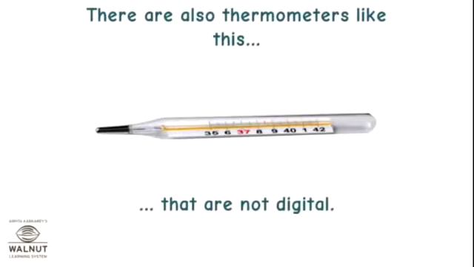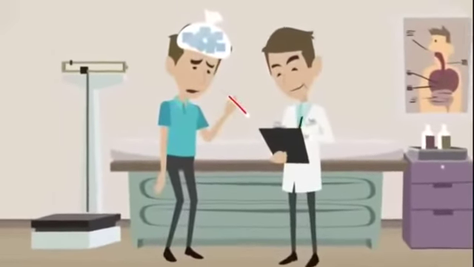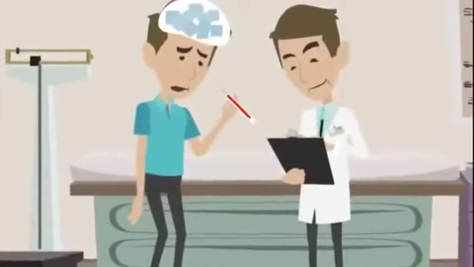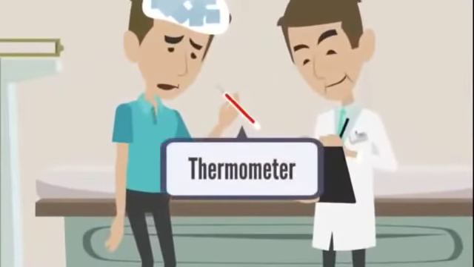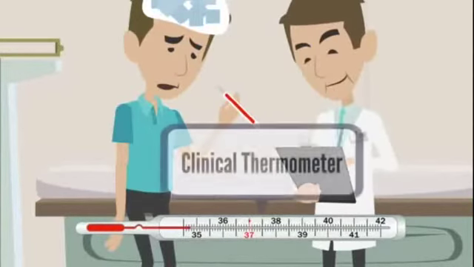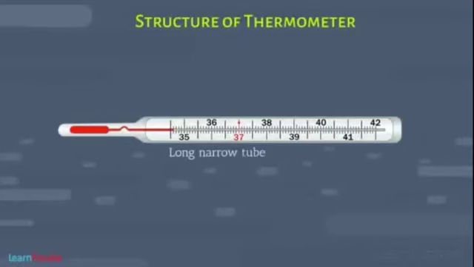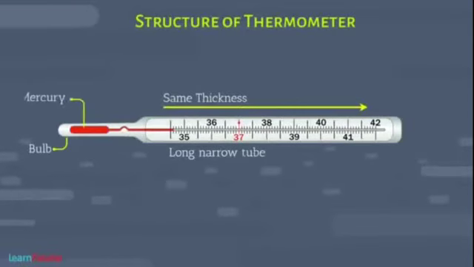There are also thermometers like this that are not digital. You might have seen doctors using a device for measuring temperature. What is it? It is a thermometer. The type of thermometer which is used to measure the temperature of our body is called a clinical thermometer. Let's understand its structure. It is a long narrow tube with the same thickness throughout the length. On one side of this tube, there is a bulb which contains mercury.